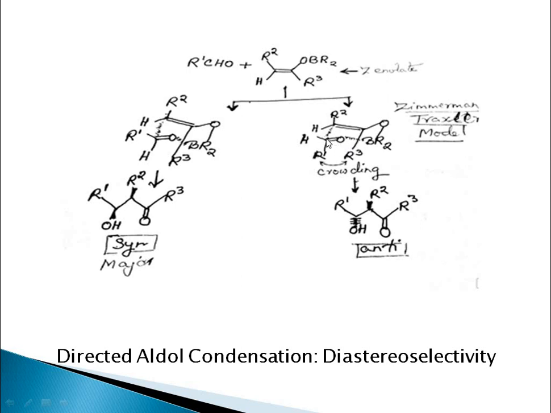How? We can see carbon number 1, number 2, number 3. When 1 and 3 are diaxial in cyclohexane, then they are cis. Here they are cis. There is a lot of crowding, so the energy of the system will increase.